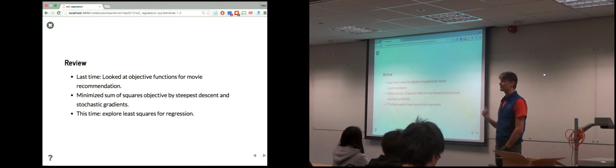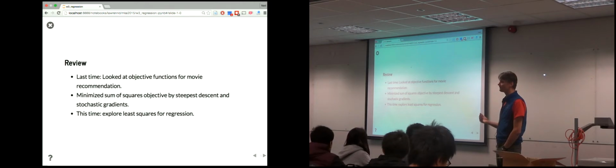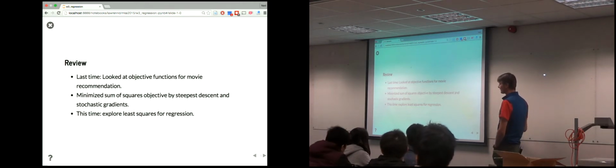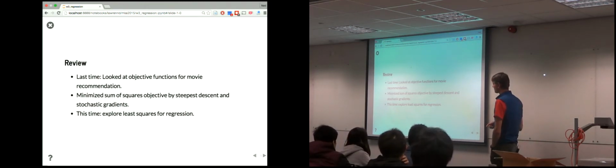Now, an objective function doesn't have to be a probability. It's a good way of developing objective functions for machine learning. So you can have objective functions that are non-probabilistic. But it turns out the one for movie recommendations has a very good probabilistic interpretation.